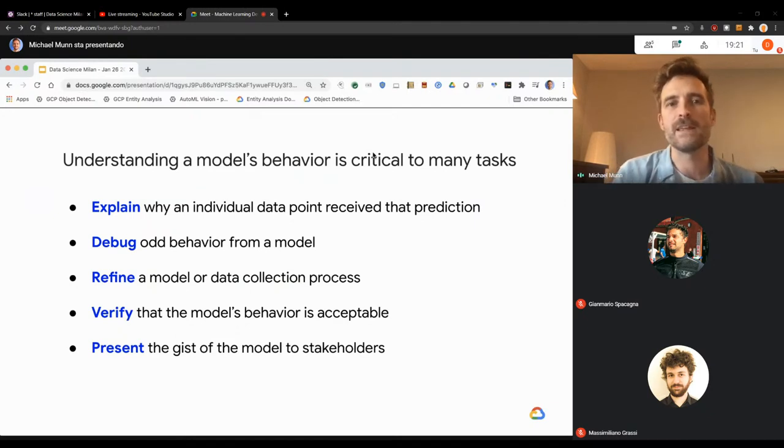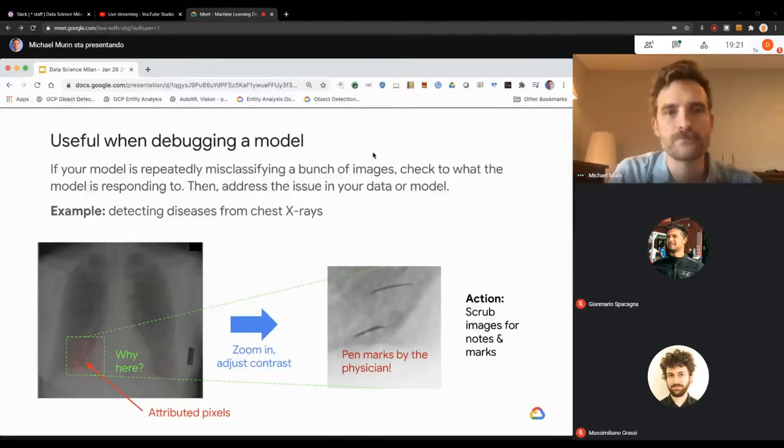And then ultimately, it's a really useful tool for presenting the gist of a model to stakeholders. So people who don't really care about your Keras model at all, they just care about being able to understand and regulate why the model is making its predictions.